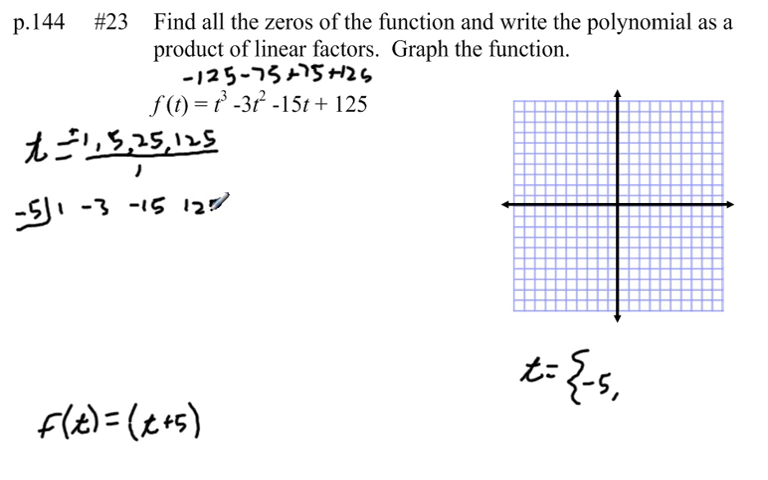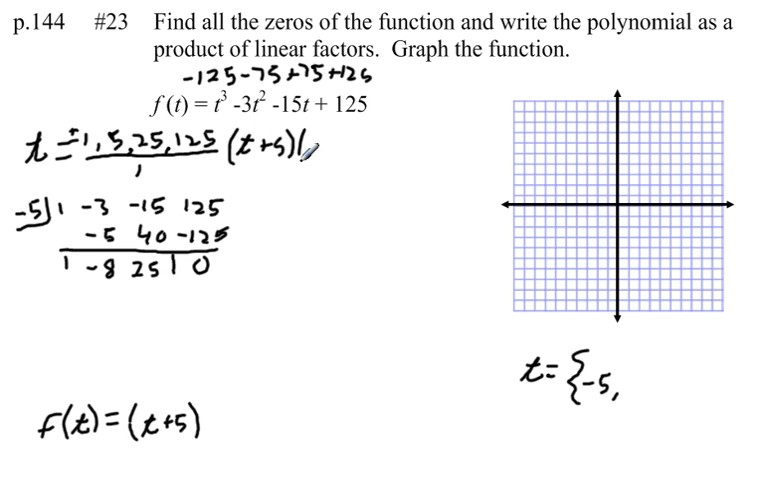And remember to use synthetic division. I can add down, multiply diagonally, and hopefully we get 0 as a remainder. So adding down is 1, multiply diagonally. Add down, multiply diagonally. This is a good sign. We get a remainder of 0. That's a good thing. So that means f of t is equal to t plus 5 times t squared minus 8t plus 25.